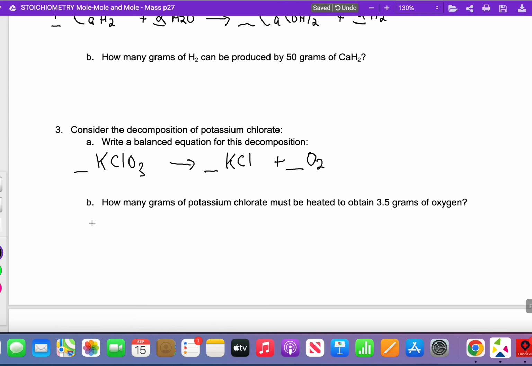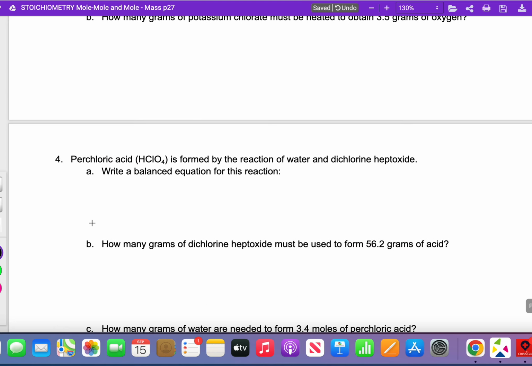And then number 5, perchloric acid is formed by the reaction of water and dichlorine heptoxide. So that should be Cl2O7 plus water, and that's going to make HClO4. Now, I'll let you figure out how to balance that one.